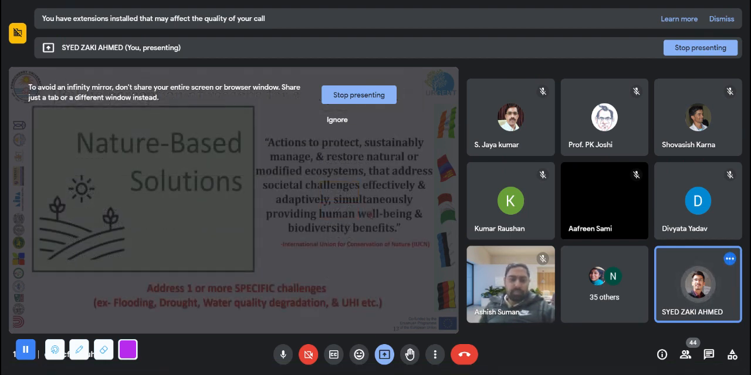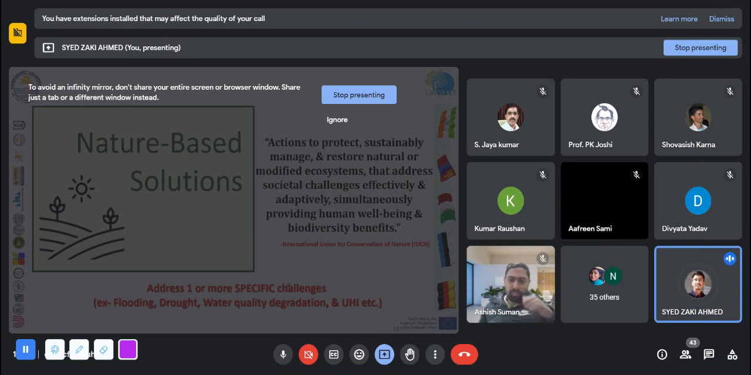Coming to the next important thing of our work, that is nature based solutions. So what is this nature based solution? These are actions to protect, sustainably manage and restore natural or modified ecosystems that address societal challenges. So for environmental problems with societal challenges, we have to take actions with the help of nature effectively to provide human beings, and also biodiversity, the benefits. This is the definition from the IUCN.